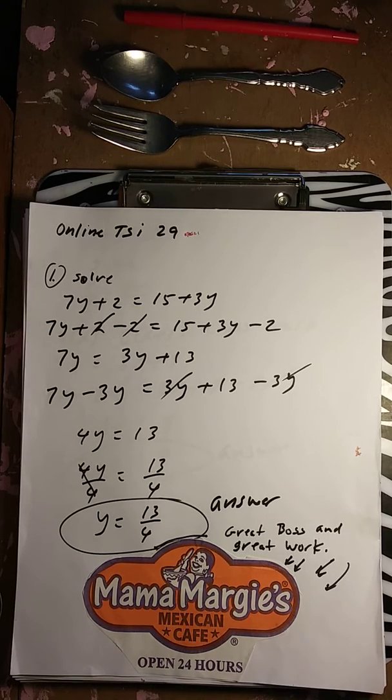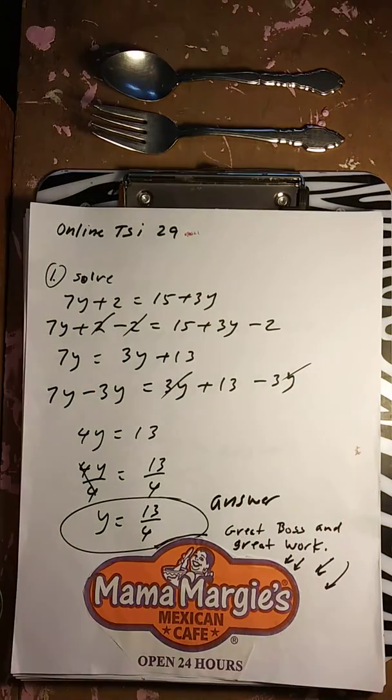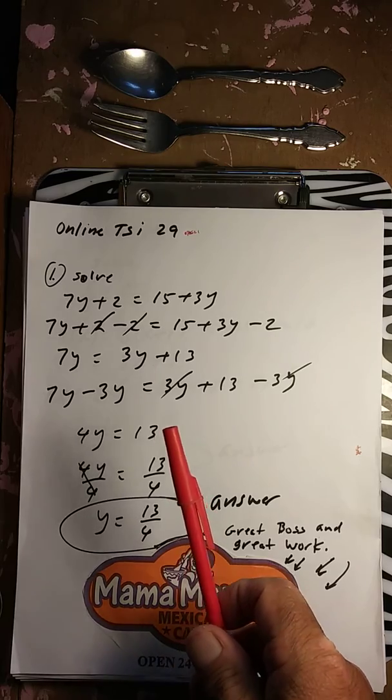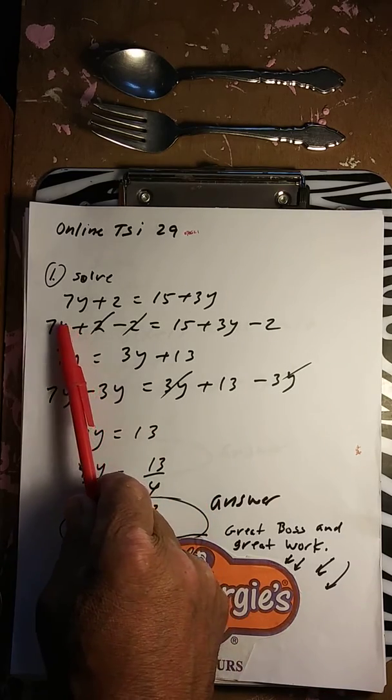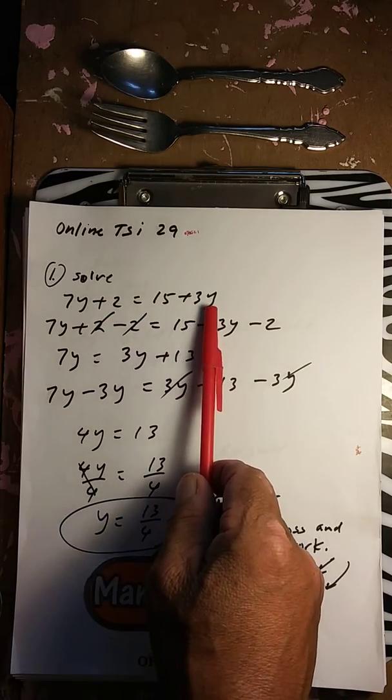Alright, we're going to do the online TSI 29 review. Let's start on it. Alright, first problem. It says 7y plus 2 equals 15 plus 3y.